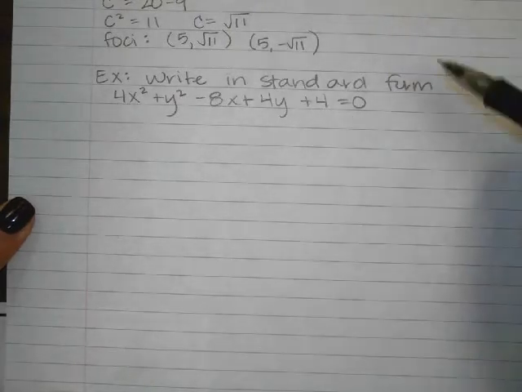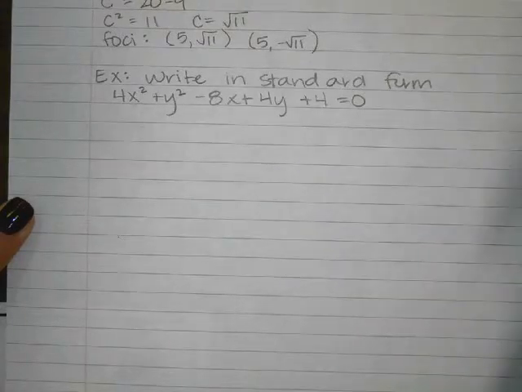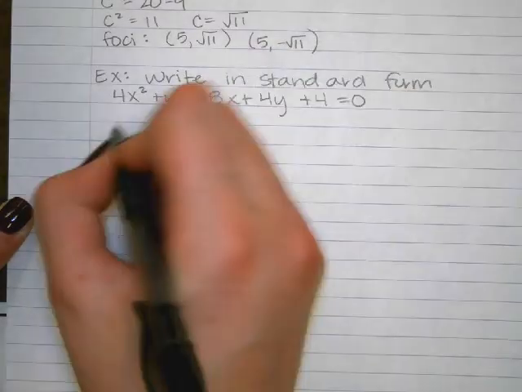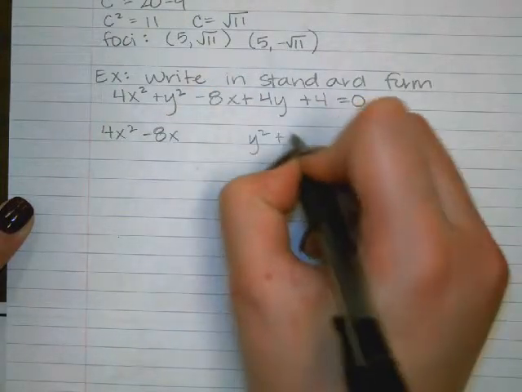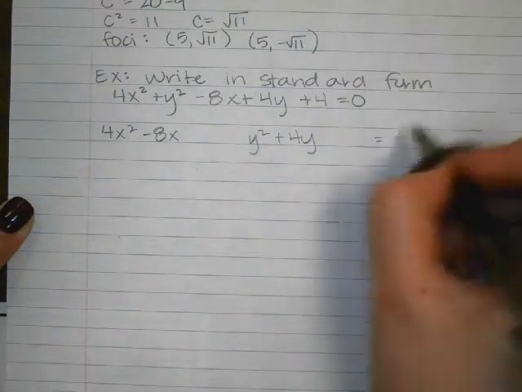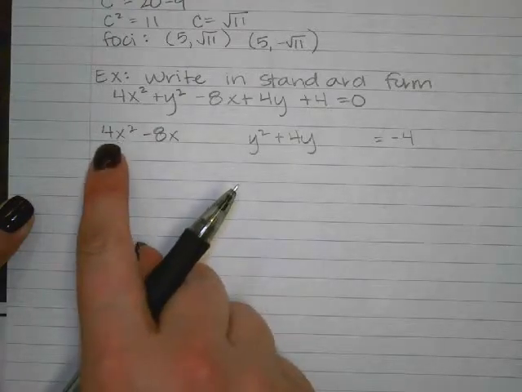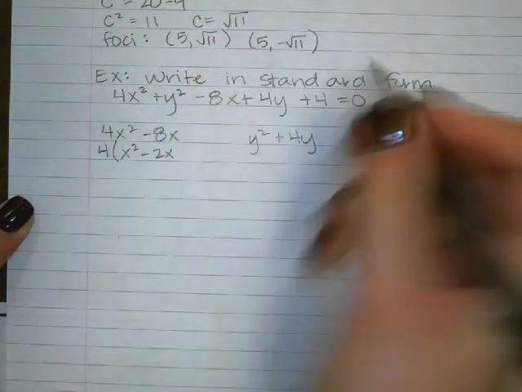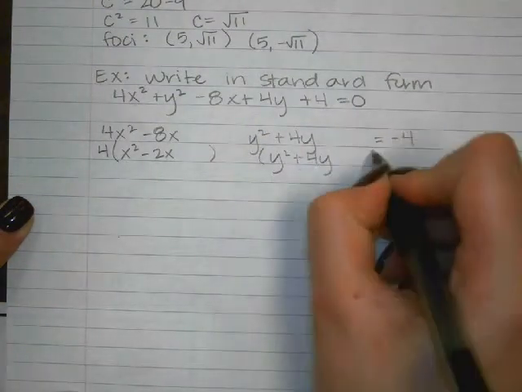So the way that we take an equation written in general conic form and convert it into standard form is by completing the square. So what I'm going to do is put all the x's together and all the y's together. So I have 4x squared minus 8x, and then I have y squared plus 4y. And then I'll take the number without a variable and move that to the other side of the equation. Before I can do the completing the square process, I do have to take out this coefficient though. So I'm going to have x squared minus 2x. Okay, and then here I've got y squared plus 4y. That one's ready to go.